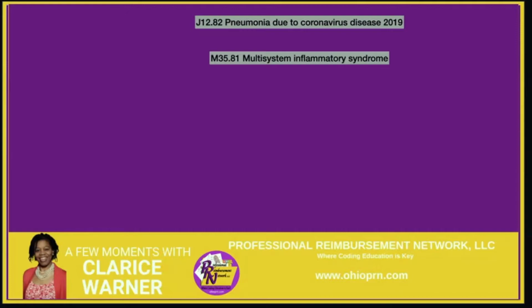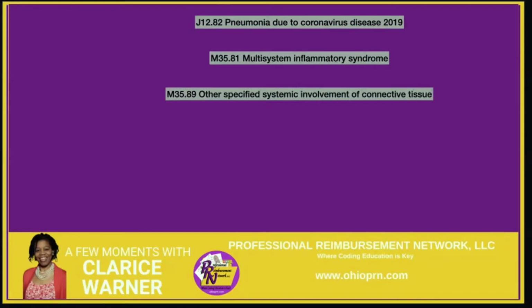If an individual with a known or suspected exposure to COVID-19 and no current COVID-19 infection or history of COVID-19 develops MIS, assign codes M35.81, multi-system inflammatory syndrome, and Z20.822, contact with and suspected exposure to COVID-19. Additional codes should also be assigned for any associated complications of MIS. And while we're in the M section, there's another new code, M35.89, other specified systemic involvement of connective tissue.